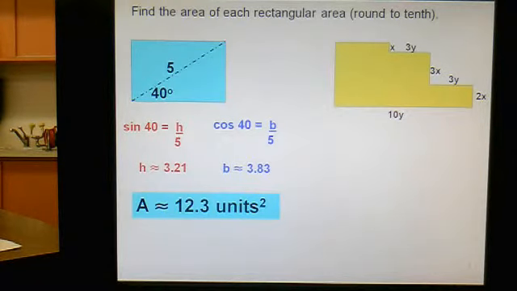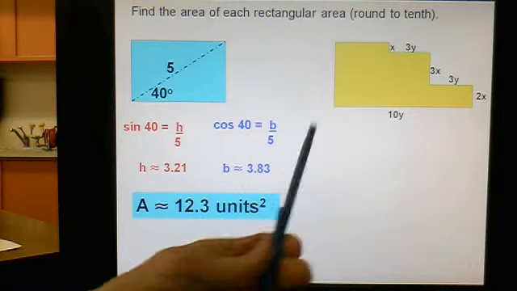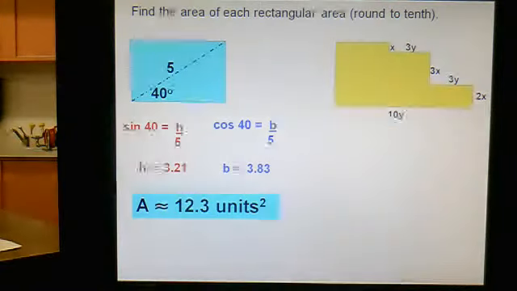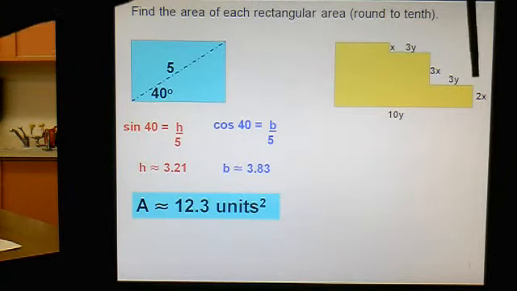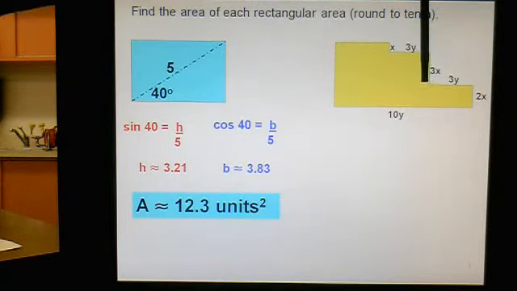Alright, this one here, you're not going to solve for x and you're not going to solve for y. You're going to give your answer in terms of x and y. In other words, your answer at the end is going to be like 20xy. It's a little tricky. Base is 10y. And these horizontal sections are all in terms of y. This is 3y. This is 3y. Which if you think about it, this is 3y plus 3y, that's 6y. And the whole thing is 10y. That leaves 4y for this piece.